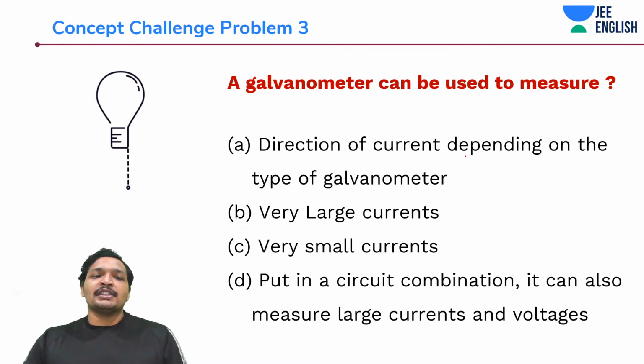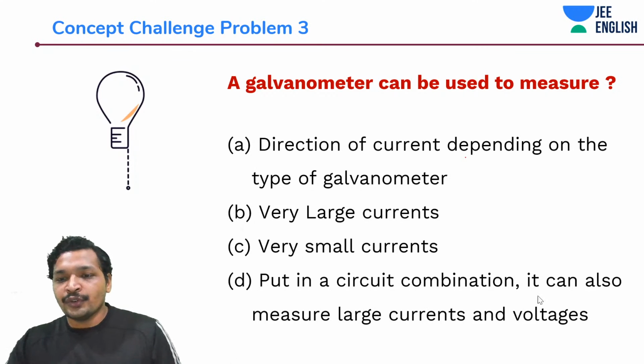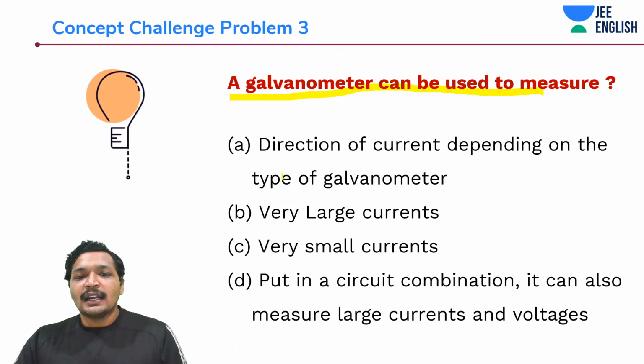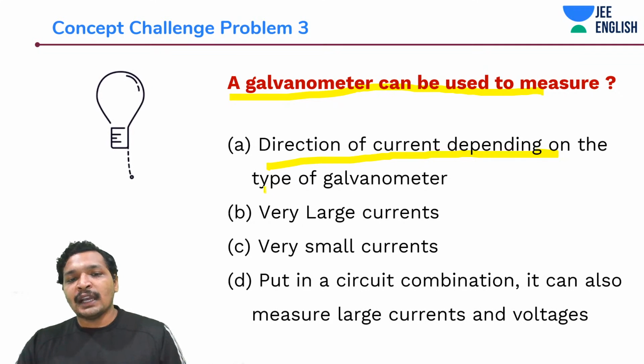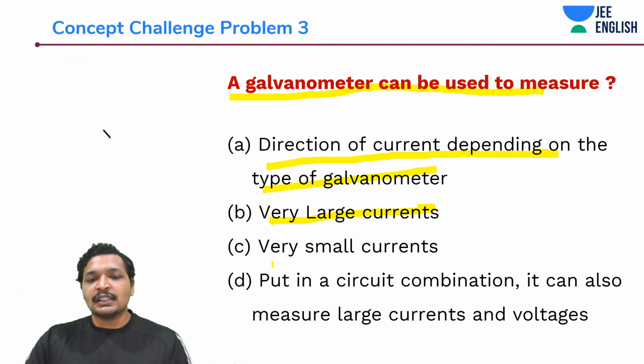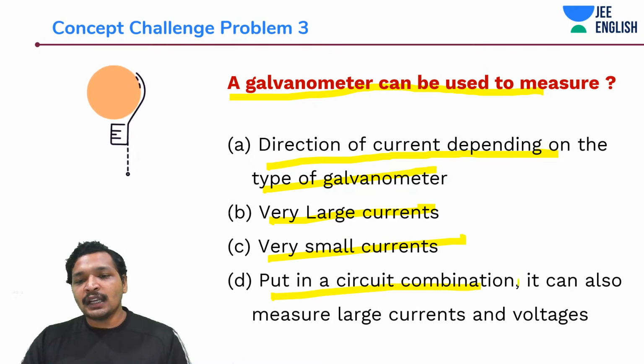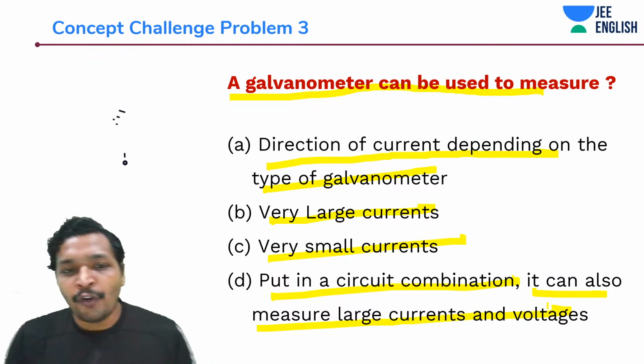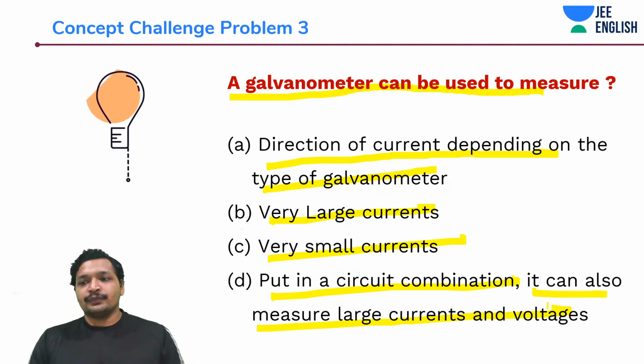It's a concept challenge problem, guys. Now try to crack this question. A galvanometer can be used to measure direction of the current depending on the type of galvanometer, very large currents, very small currents. Put in a circuit combination, it can also measure large currents and large voltages. Which of the following is true?